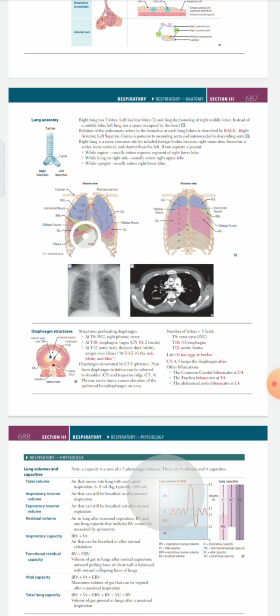The left lung has two lobes, left lower lobe and left upper lobe, and these are separated by the oblique fissure. The left lung has a homologous portion like the middle lobe of the right lung, called the lingula.